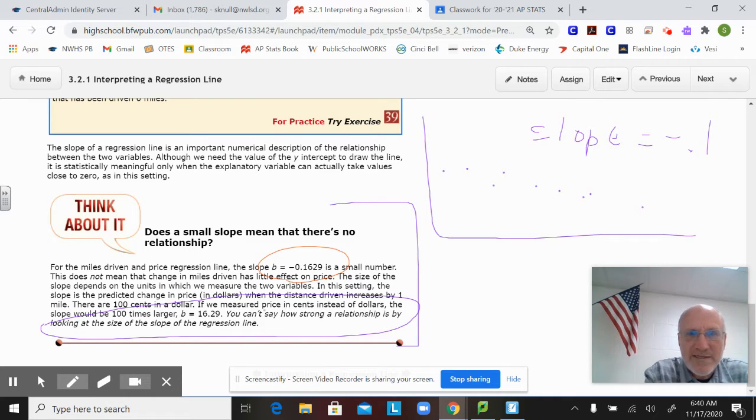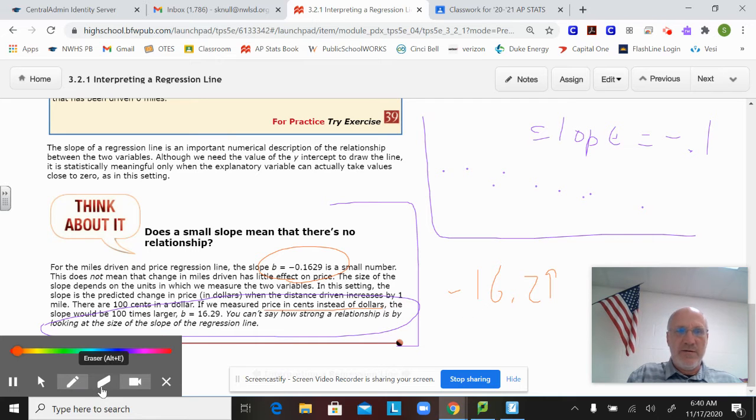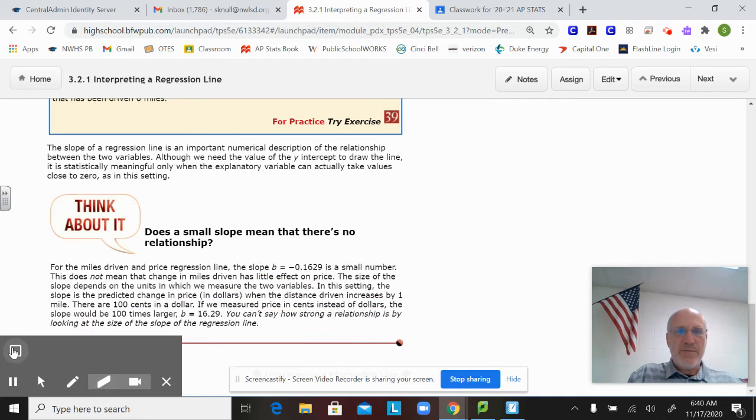And this says, if we measured the price in cents instead of dollars, the slope would have been 100 times bigger. It would have been negative 16.29. That's a much bigger slope than negative 0.1629. That would not change at all how good a fit that line is. So again, it's very tempting to fall into the trap of, oh, the data is not very steep, so there must not be a strong relationship. You need to not fall into that trap. Okay, so that's it for that page.